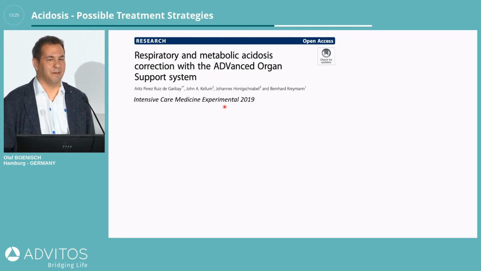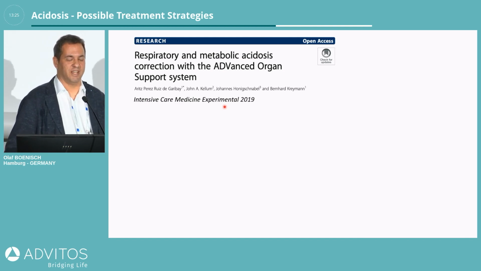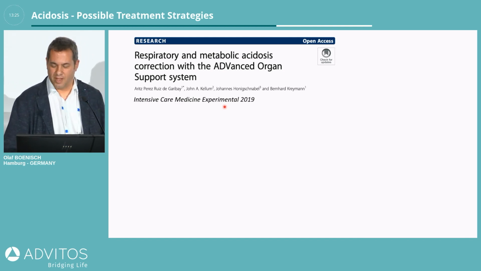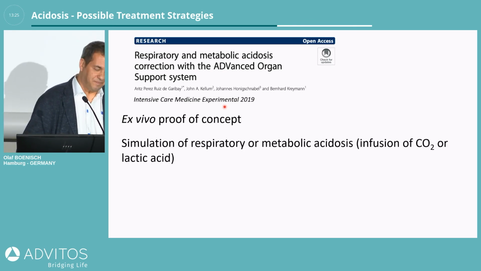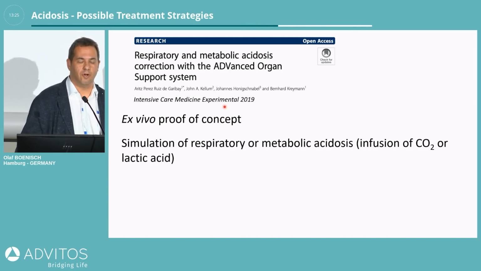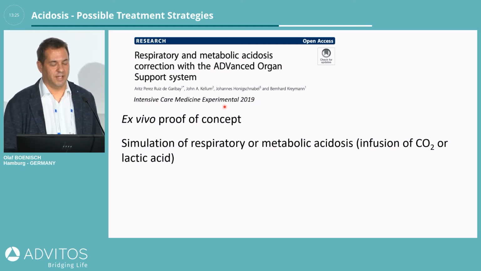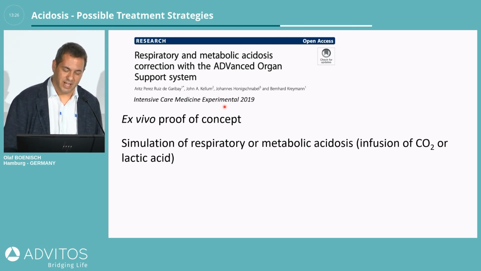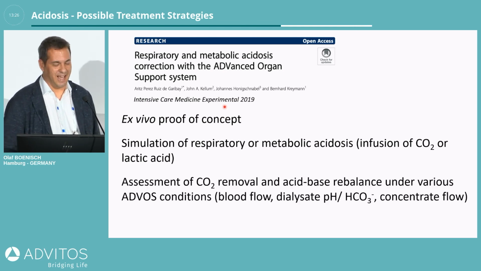And this is the ex vivo study that was performed by Dr. Perez from the ADVITOS company, published in Intensive Care Medicine Experimental in 2019. This was the ex vivo proof of the concept, and what was done, the colleagues used a blood pool of 5 liters of swine blood, and this was used in the ADVOS therapy, and a respiratory as well as a metabolic acidosis was simulated by infusion of either CO2 or lactic acid.